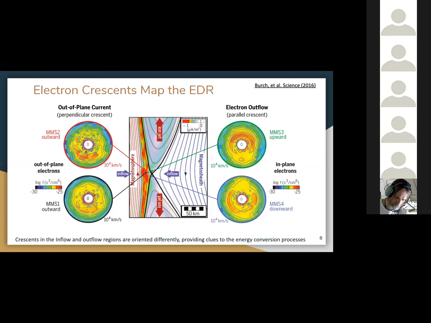One key that helps us identify reconnection sites are these crescent-like shapes in the electron distribution functions. Depending on which quadrant of the reconnection site you're in, these crescent shapes take on different orientations. Putting these electron distribution functions together creates a map of the EDR and really paints a picture of the reconnection site and helps us study the processes that occur here. The energy and the orientation of the crescent shapes also give us an indication of what energization processes are taking place.